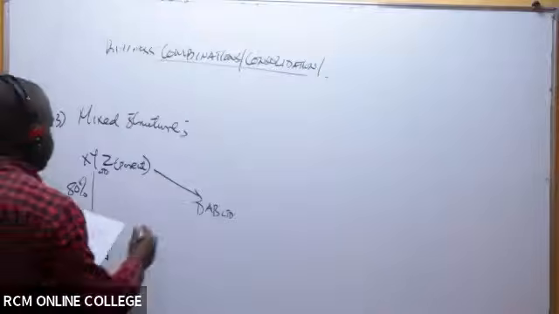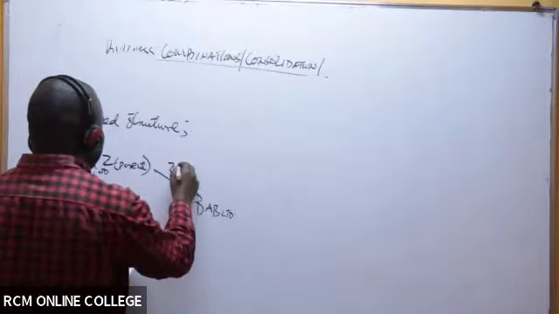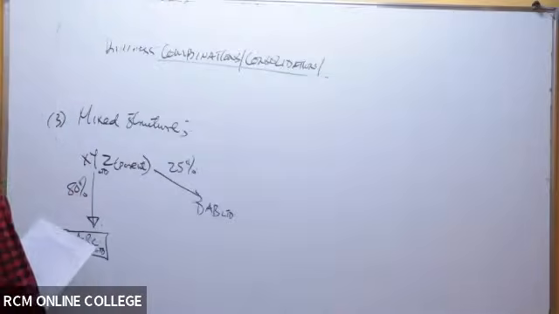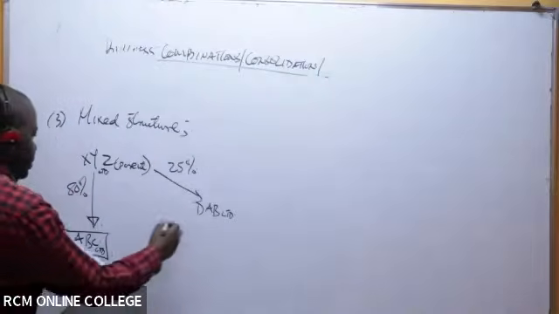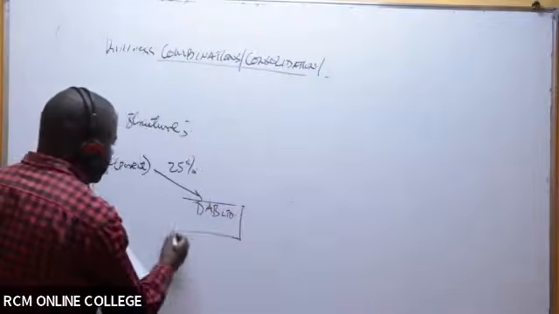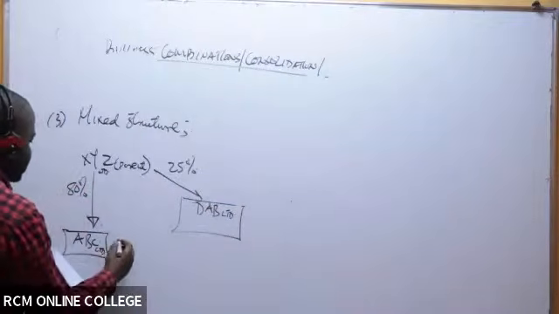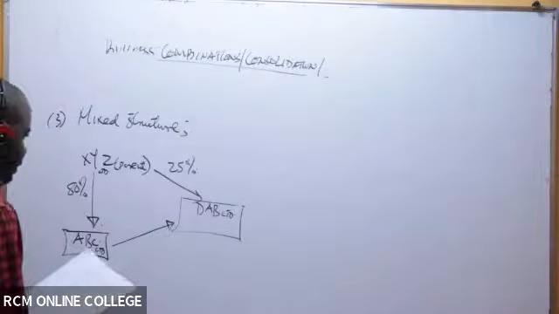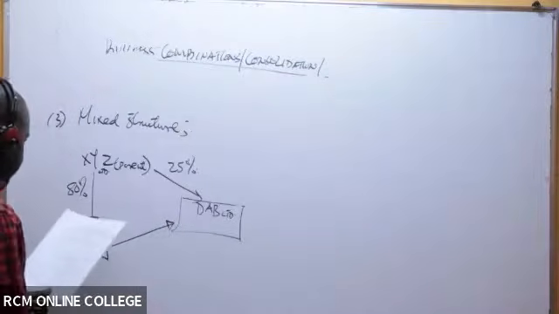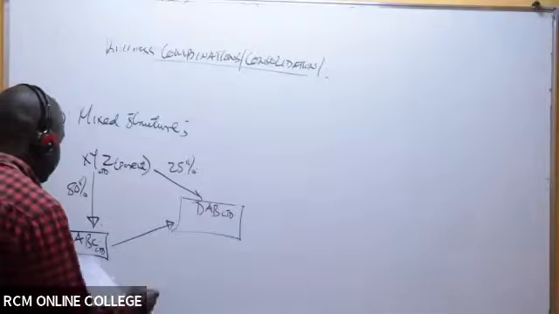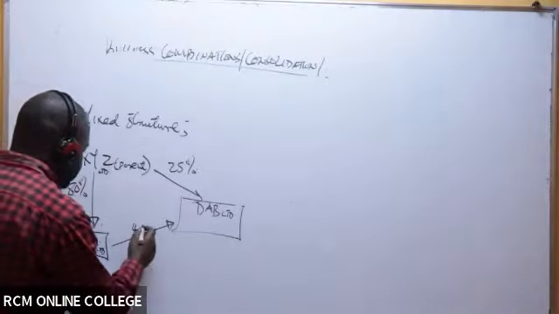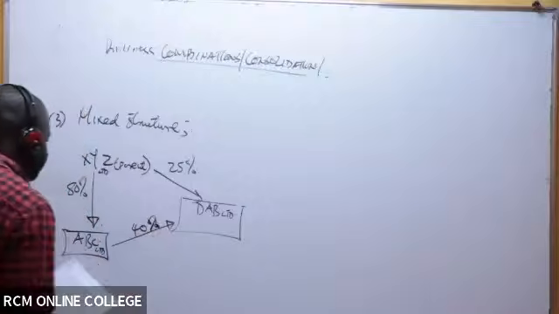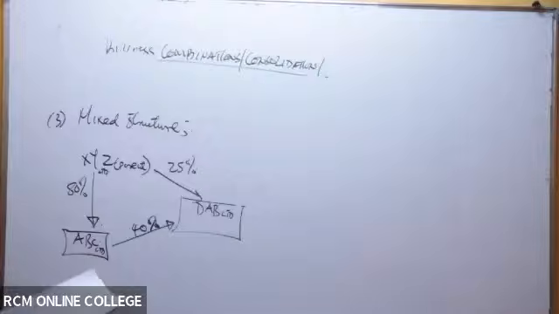Then this one, maybe they have acquired 25%. So that becomes an associate. Then in this case, ABC has also acquired an ownership stake in DAB Limited, maybe, let's say, for example, 40%. So that becomes a mixed structure.